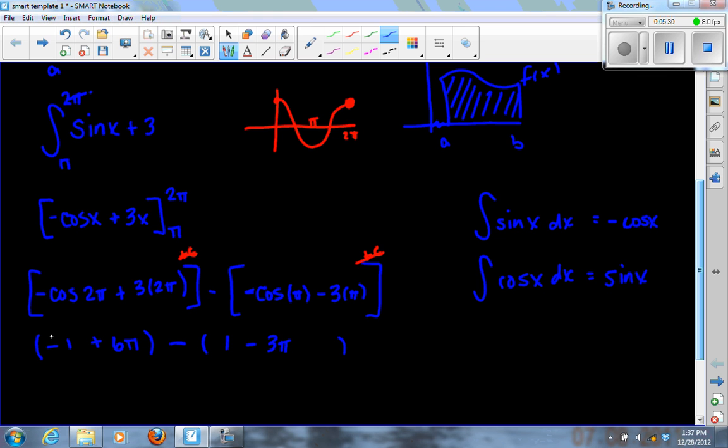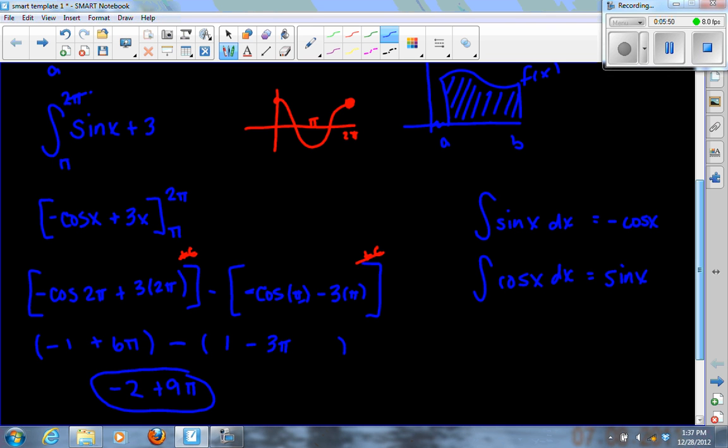So cleaning all this up, negative 1 minus 1 will make negative 2, and 6 pi minus negative 3 pi would be 6 pi plus 6 pi plus 3 pi, which would make positive 9 pi. And that's just some decimal number that you could also get with your calculator by typing all of this in, and it would give you that decimal number.